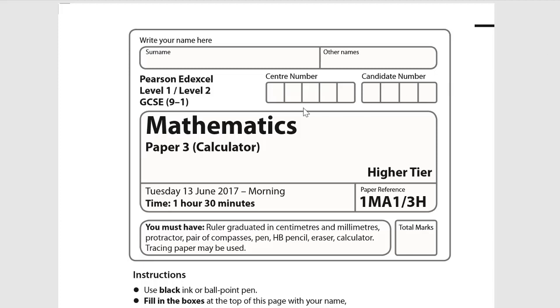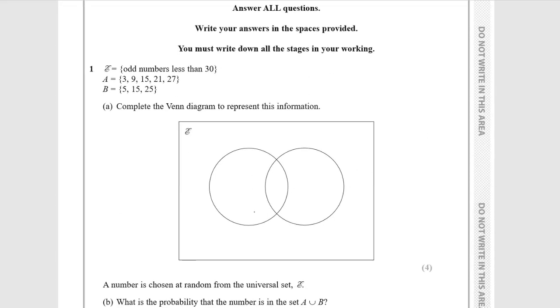So this is a Mathematics Pearson's Paper 3 calculator higher tier exam for summer 2017. It's an hour and a half long, so let's get started. The first question relates to Venn diagrams. The first part says complete the Venn diagram to represent the information.